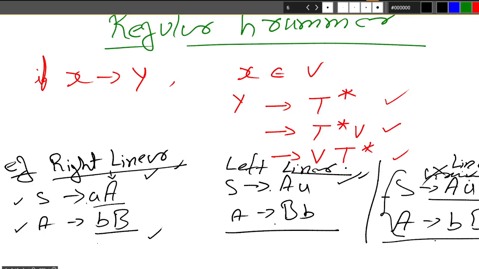You might have heard of it or you may see it later. So every regular grammar is either right linear or left linear, not both. This was the story of your grammars.